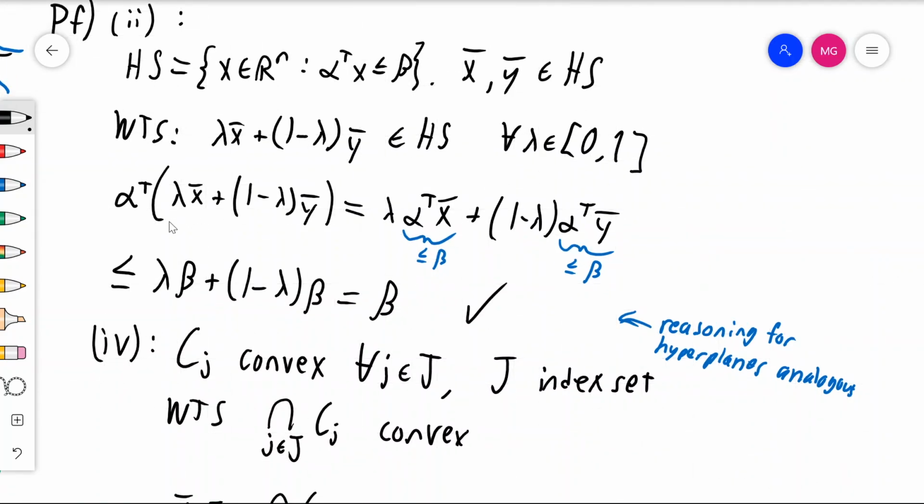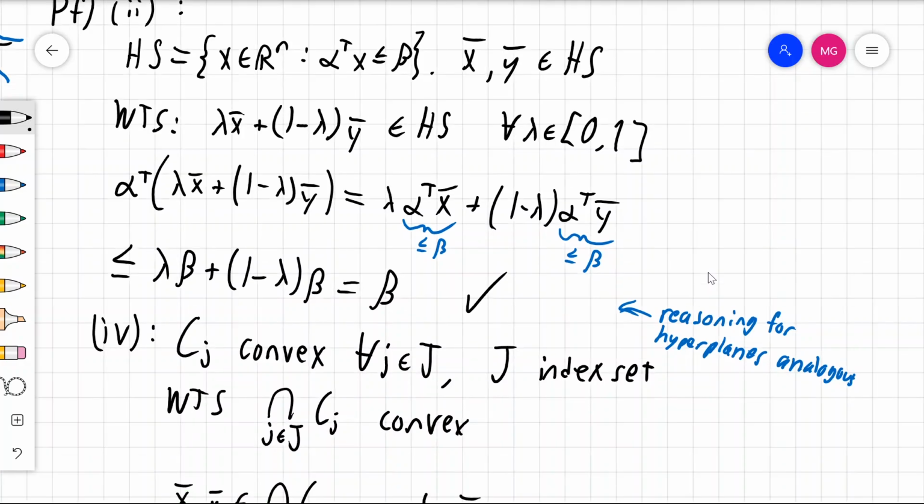And so then this entire thing is less than or equal to lambda beta plus 1 minus lambda beta. The lambda and the 1 minus lambda persist to this next inequality. And I just replaced these things with their upper bounds of beta. And then you can see that the lambda beta and minus lambda beta cancel, and I'm just left with beta. And so I get that alpha transpose times this thing is less than or equal to beta. And so in other words, this is an arbitrary point on the line segment, and so then therefore the entire line segment is contained in the half space, and that makes the half space convex. So yeah, okay, so there you go.